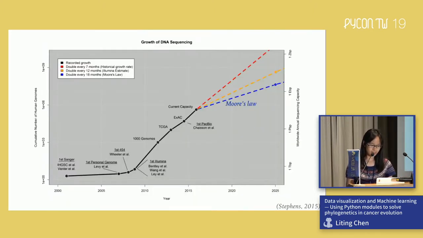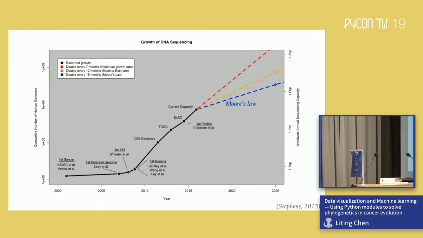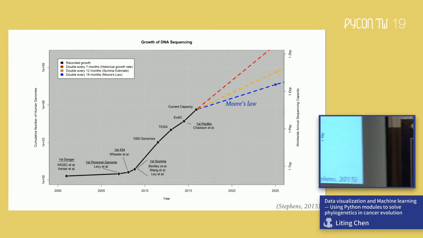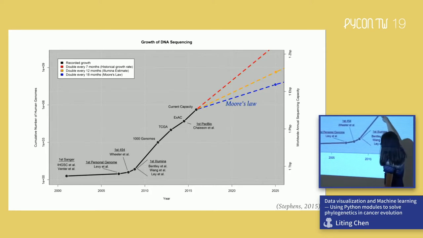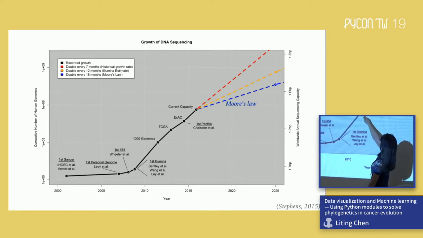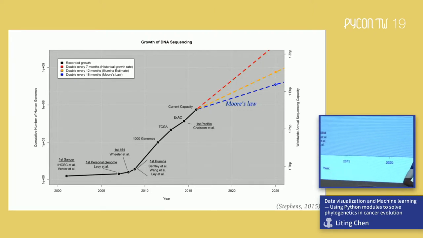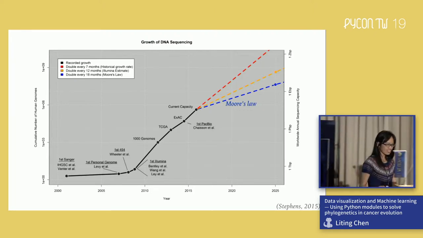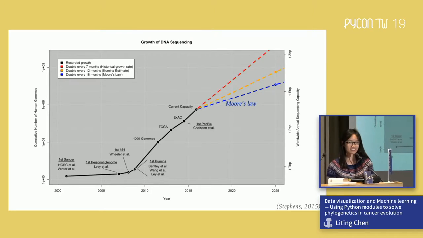You can also see that the genomic data in the world has accumulated very quickly. The Y scale there is a log scale. Since the first genome was sequenced, by 2011 there were about 1,000 genomes sequenced, and now it's going up like this. So that's why I'm interested in this topic.